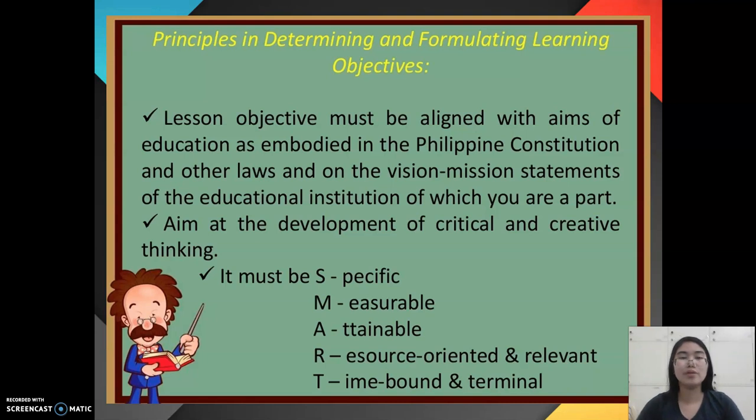Next one, measurable. So it should be evident. The objectives must be measurable, meaning to say there is concrete evidence of learning. Also, it should be attainable, resource-oriented and relevant, time-bound and terminal. So, meaning to say you set a target. So at the end of this 1-hour session, the students will be able to use that target, specific allotted time for specific activities. Okay? Next one.